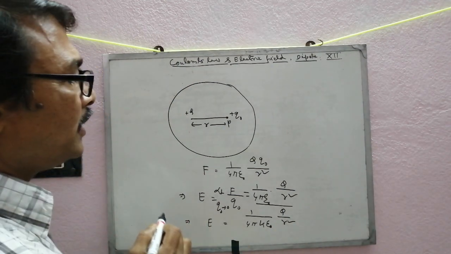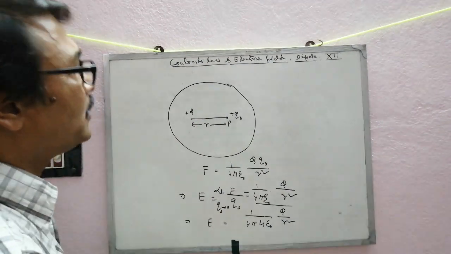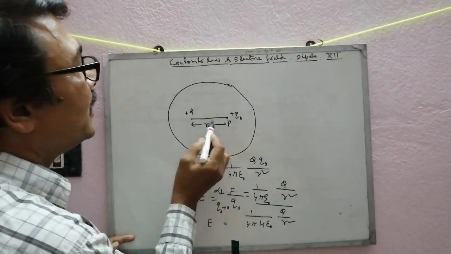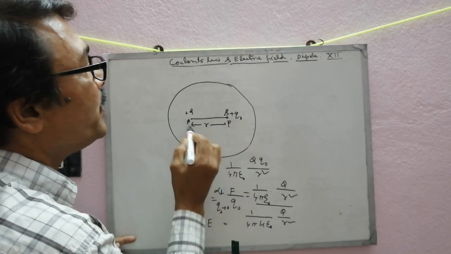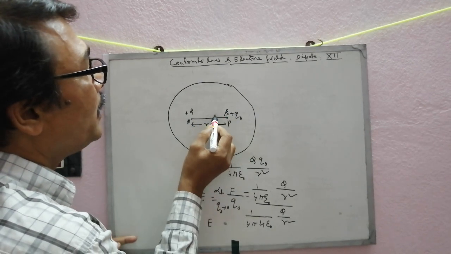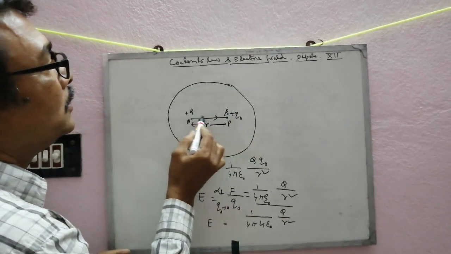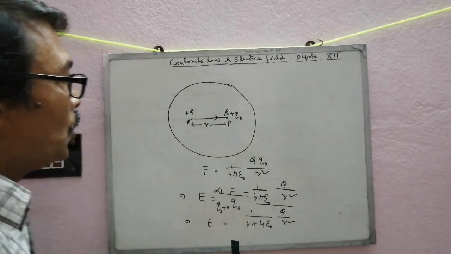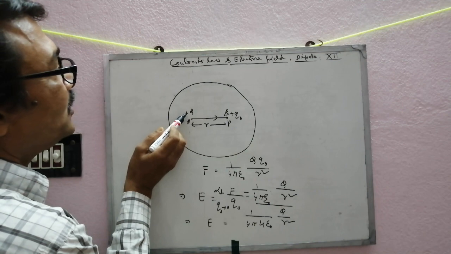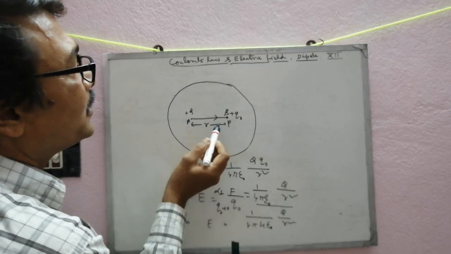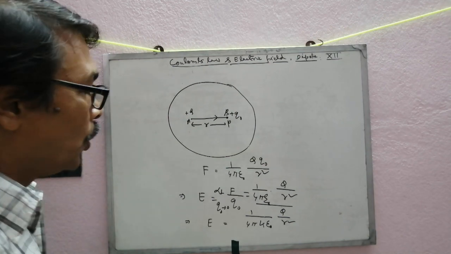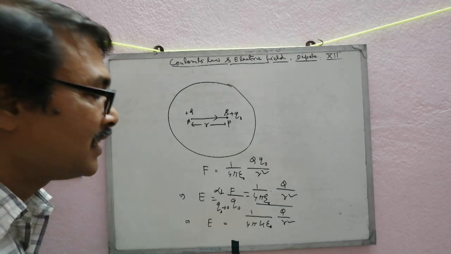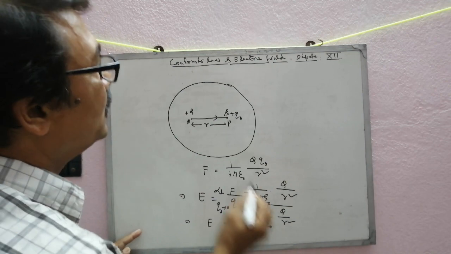What is the direction of the electric field? Electric field is a vector quantity. Here is the test charge. So, if this point A and this point B, then the direction will be A to B, because there is a repulsion. If this charge plus Q, source charge is negative, the direction of the electric field will be B to A. Similarly, from Coulomb's law, we can express the electric field in vector form also.